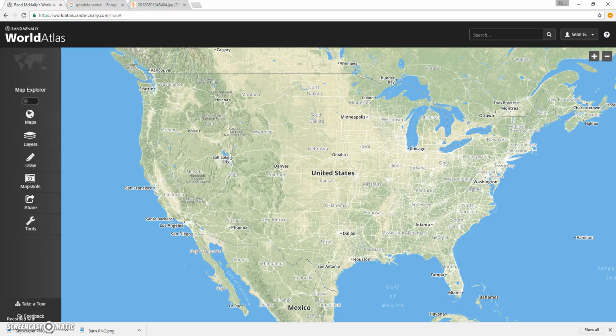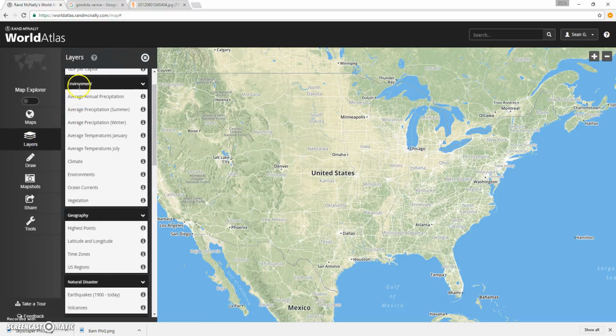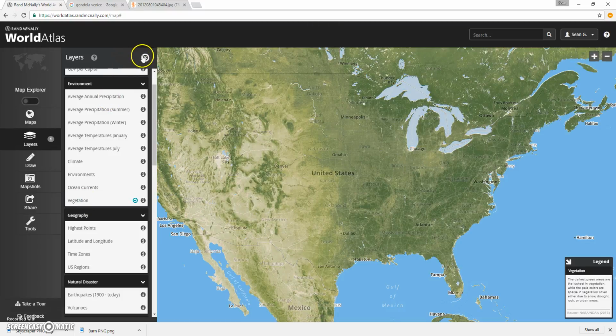To look over the fauna aspect of physical characteristics, and again, the flora is the plant life, I'm going to use Rand McNally World Atlas again, which I used in episode 2, and again, you're going to have the opportunity to have your own login for this if you haven't already done that. I'm going to go over here to the layers, and in the environmental section, I'm going to click on vegetation, which is just another fancy word for plant life, and I'm going to click on this.